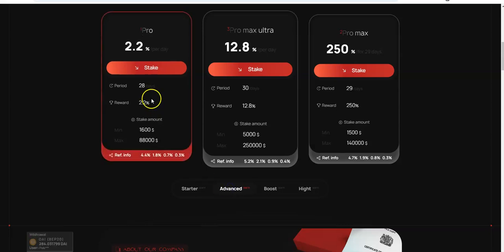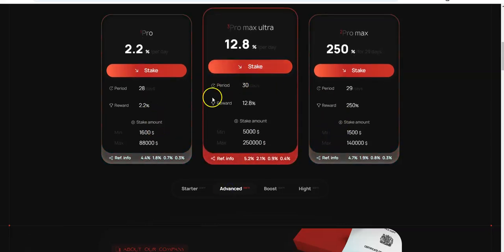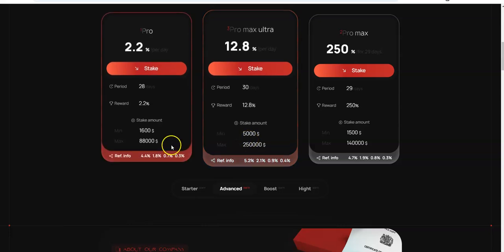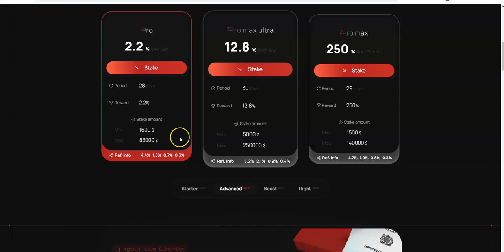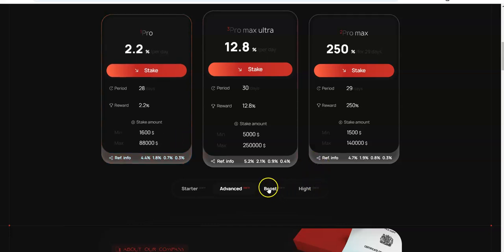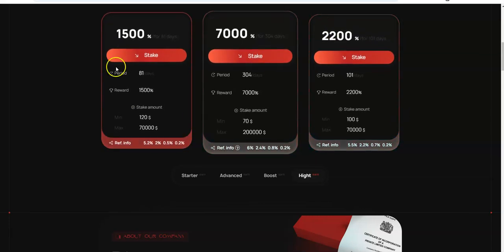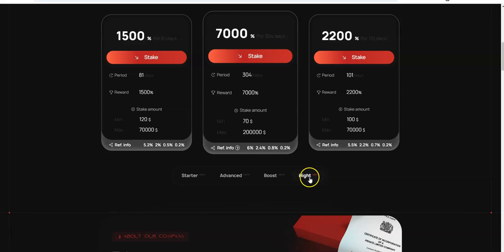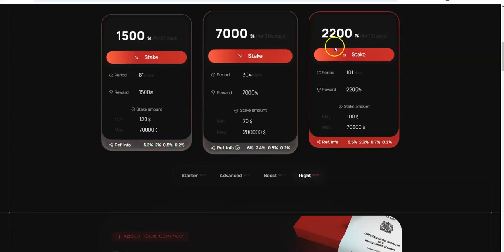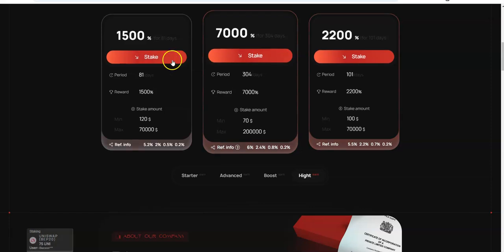There's Advance. Again, I wouldn't do this one. This one is $5,000. Man, forget about it, right? Here, $1,600. Now it's starting to ask for a lot more. Even I don't like to start at $1,600 on a platform like this. Boost is money I wouldn't even consider. Height is something you'll never, ever do. I don't ever do these sorts of plans, because you're just asking them to take your money.